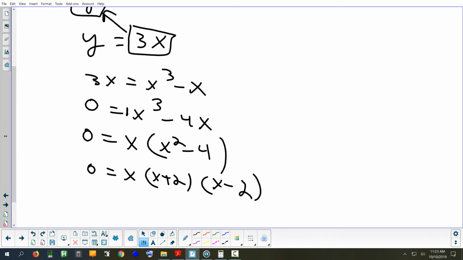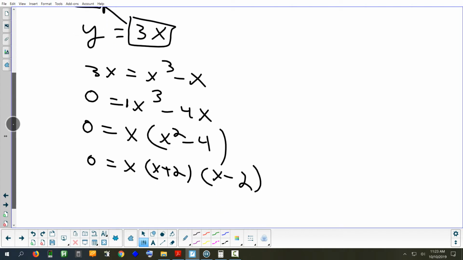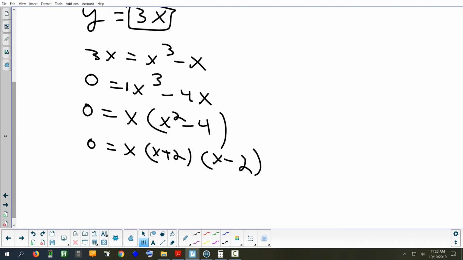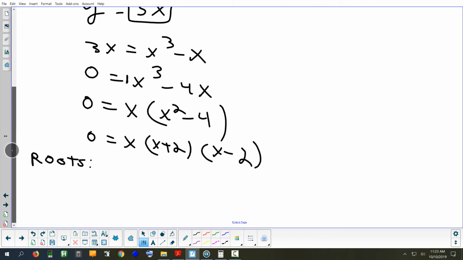Yep. So how many roots does this equation have? 3. And they're all what kind of roots? Real. So the roots are 0. Actually, we've got to be careful. There are 2 things we have to do. So 0, -2, and +2. But I'm only half done. What else do I need? I need the y's. So these are the x's.